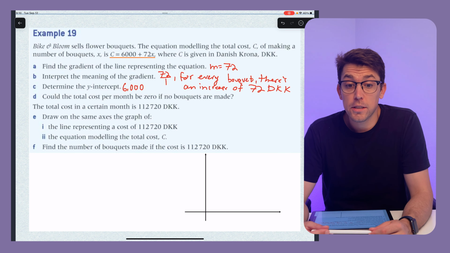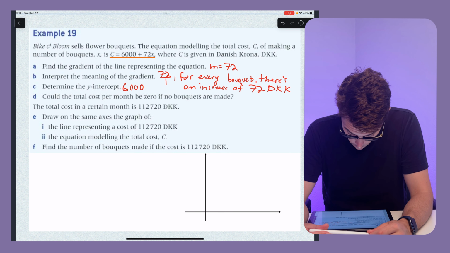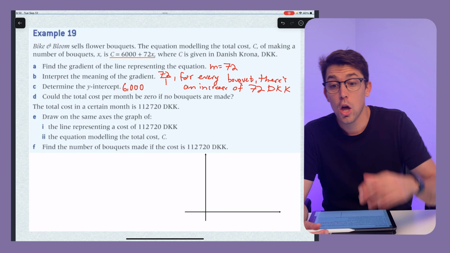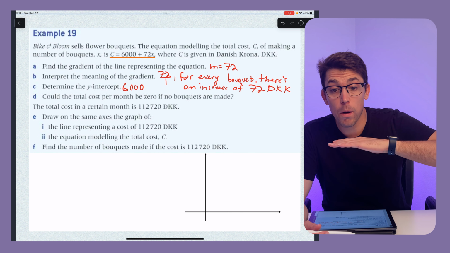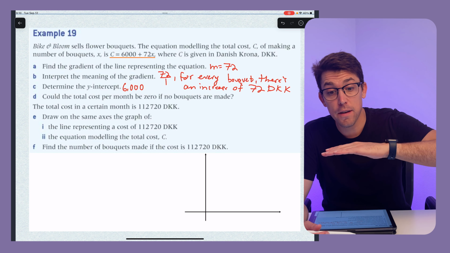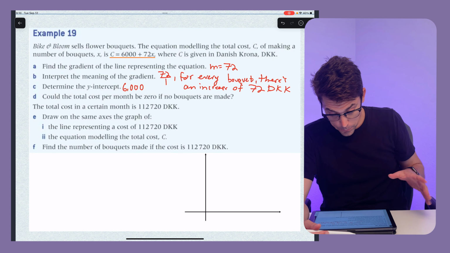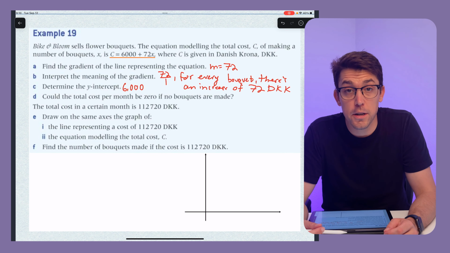So if the total cost in a certain month is going to be 112,720 Danish kroner, we want to draw on the same axis the graph of the line representing 112,720 Danish kroner and the equation modeling the total cost C. So that's a really complicated way of saying draw out a line that represents 112,720 and then just go ahead and sketch onto it the cost function, 6,000 plus 72x.